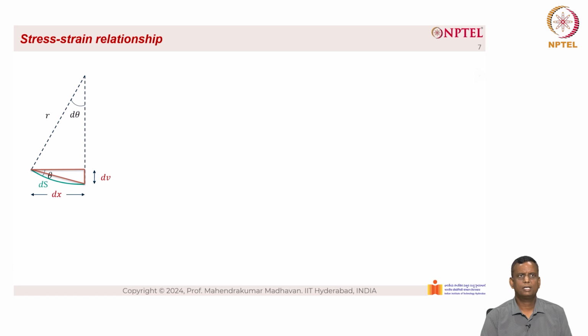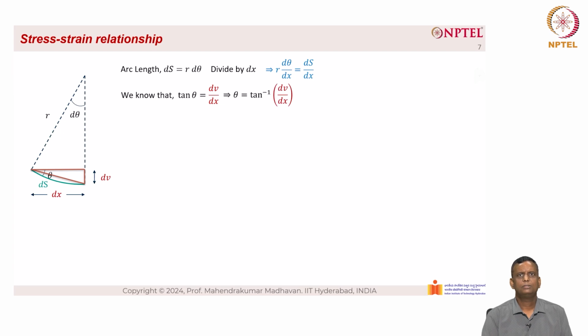Now let's look at the stress strain relationship. We again have a small arc whose displacement is given as d theta. The radius of curvature is r. The displacement in the vertical direction is dv. The arc length is ds. The projected length is dx. So the arc length here is ds equal to r into d theta. Divide by dx, we have r into d theta by dx equal to ds by dx. We know that tan theta equal to dv by dx, as you can see from the red color triangle shown at the bottom. So we have theta equal to tan inverse dv by dx.